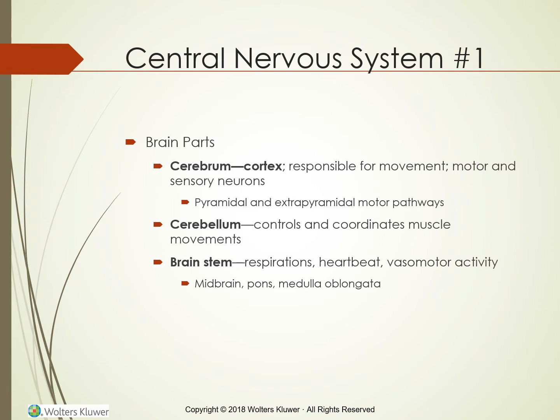Motor tracts are parietal or extraparietal. Parietal motor pathways originate in the motor cortex of the cerebrum. They cross over at the level of the medulla and end in the brainstem and spinal cord. Extraparietal fibers originate in the motor cortex and project to the cerebellum and basal ganglia. They do not cross over because they connect to motor neurons in the spinal cord. The cerebellum, which is located behind and below the cerebrum, controls and coordinates muscle movement.